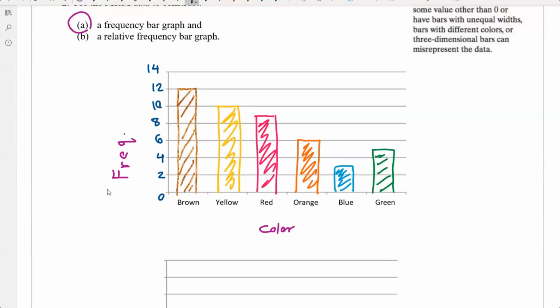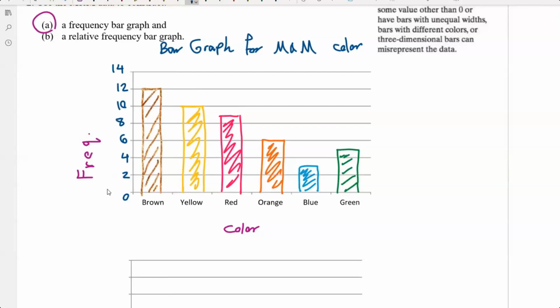Okay, so this graph was a bar graph for M&M color. I'm going to write this one on top: bar graph for M&M color. And what we used here was, our x-axis was for colors, and the y-axis, or vertical line, this one was frequency.